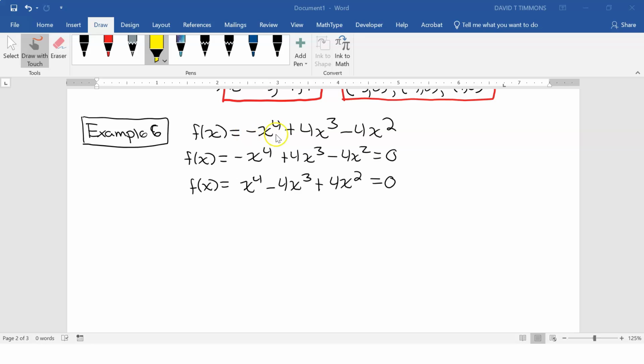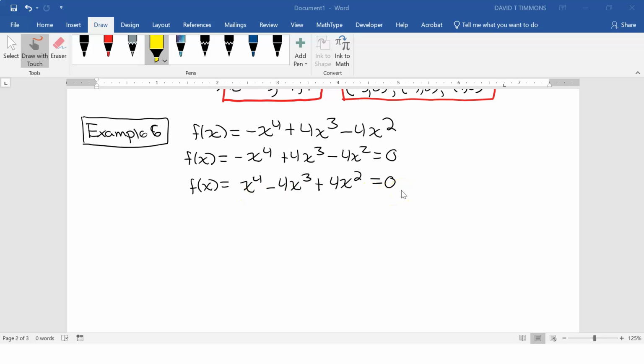So f of x is minus x to the 4th plus 4x cubed minus 4x squared. So we'll set that equal to 0. Now one thing we do, very often we like to have this leading term to be positive when we factor. So you can multiply this whole expression by minus 1, and that will change the signs of all the terms. So notice now it's positive x to the 4th minus 4x cubed plus 4x squared.